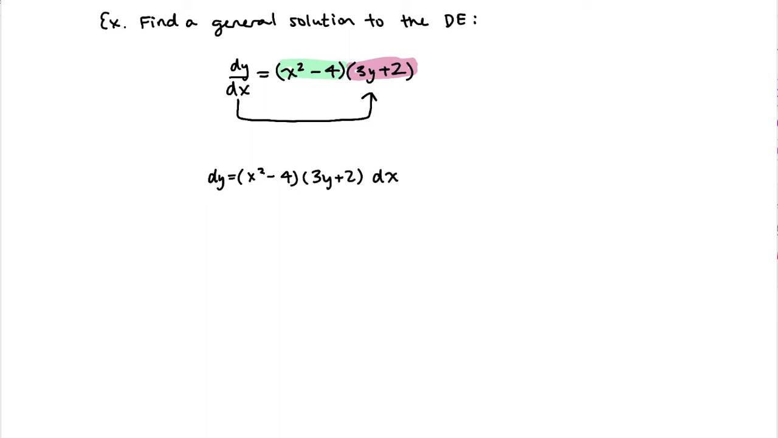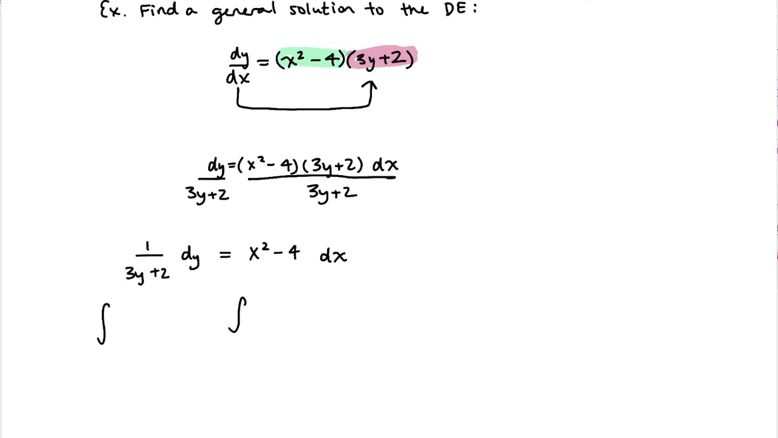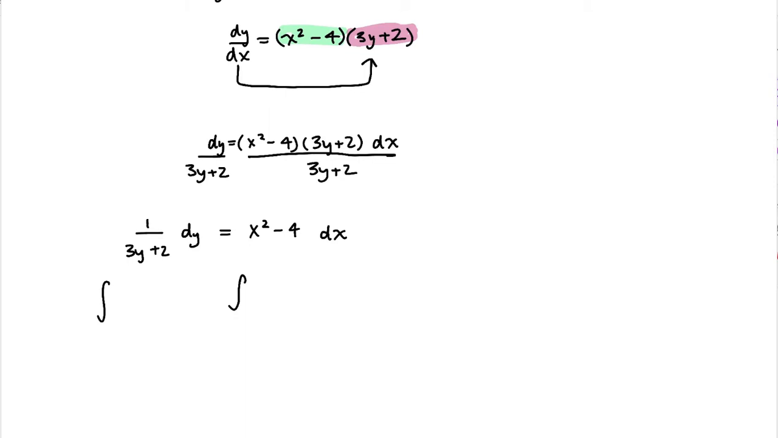Now I'm going to move the y function out. So divide both sides by 3y plus 2. And I get 1 over (3y plus 2) times dy equals (x squared minus 4) times dx. Okay, now we'll see in a second why I chose to write the left-hand side the way I did, because what are we going to do to both sides? We have a function of y and a differential in terms of y, a function of x and a differential in terms of x. If we integrate both sides, we can get rid of the differentials and get functions in terms of y and x. And let's take a look what they look like.